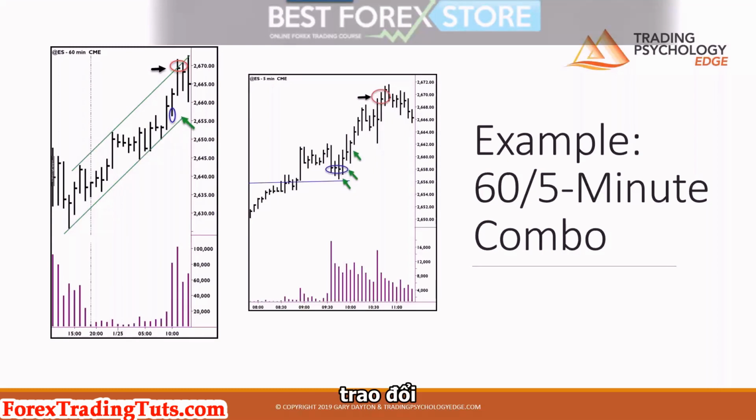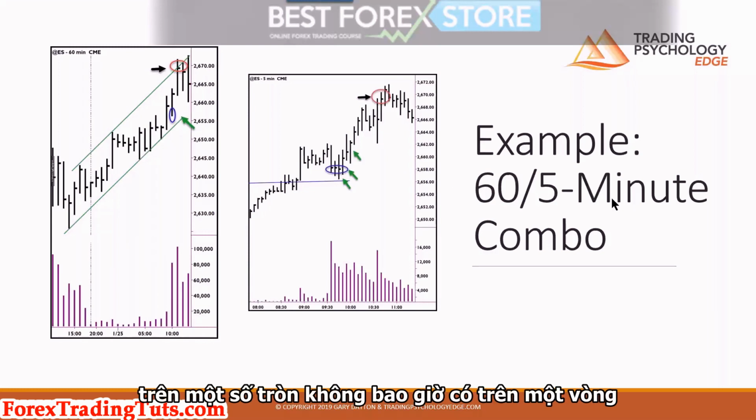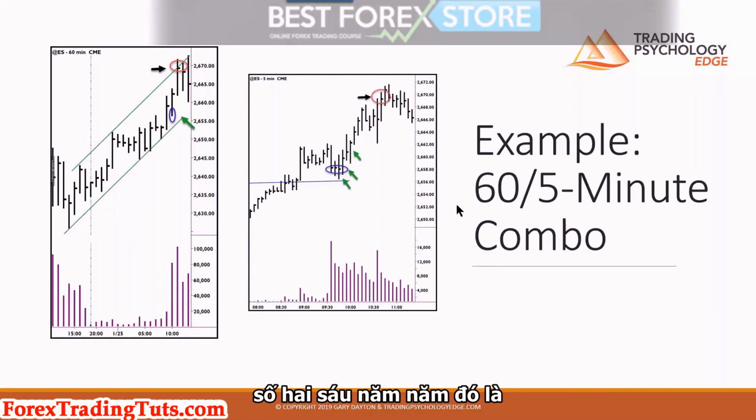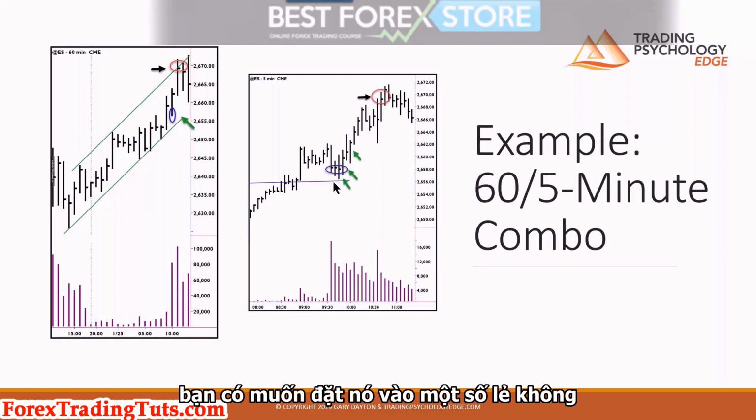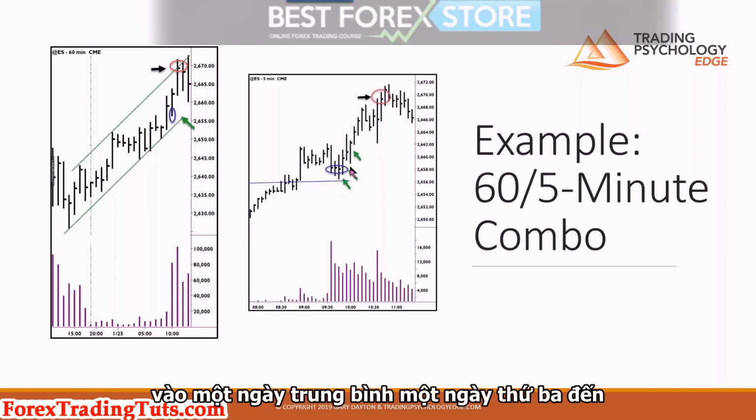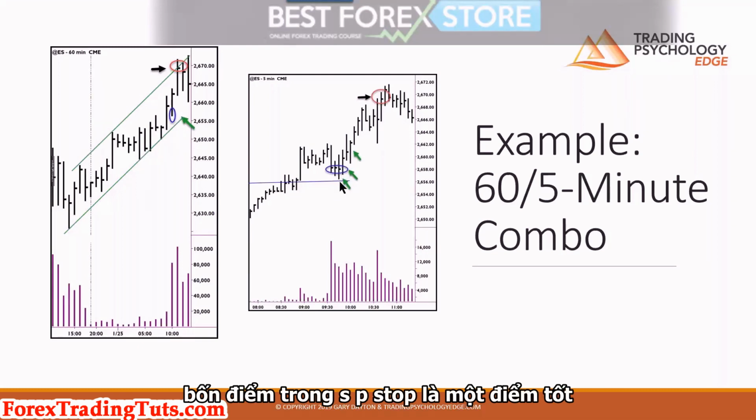Do you use a stop at 2655? No, never on a round number. Never on a round number, 2655. That's not what you want to do. You want to put it on an odd number. So it would be down in here somewhere. On an intraday, an average day, 3 to 4 points in the S&P stop is a good one. When it's more volatile, you need 5, 6 points, or sometimes a little bit more.